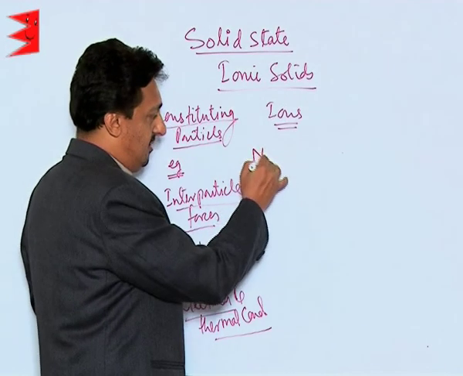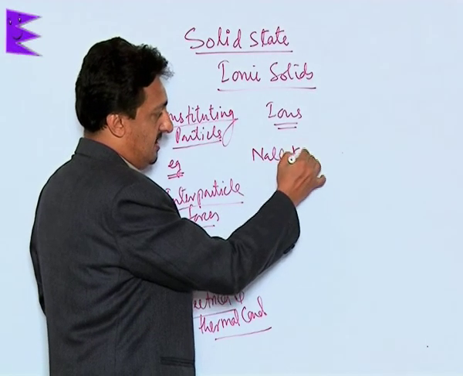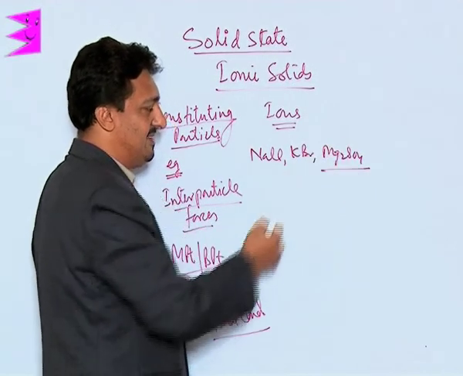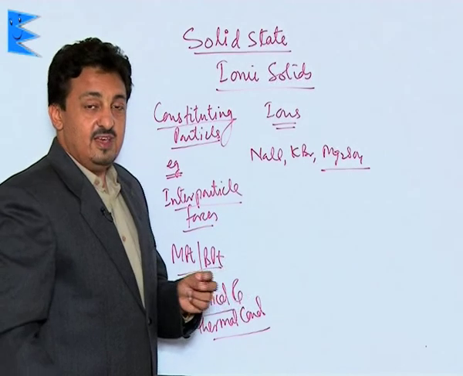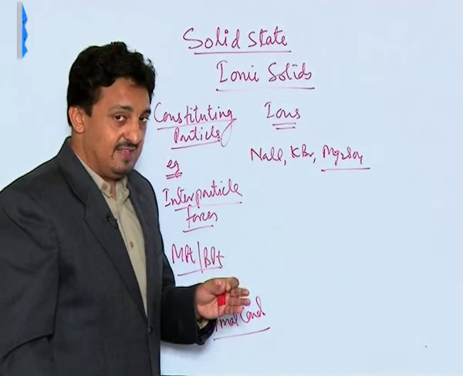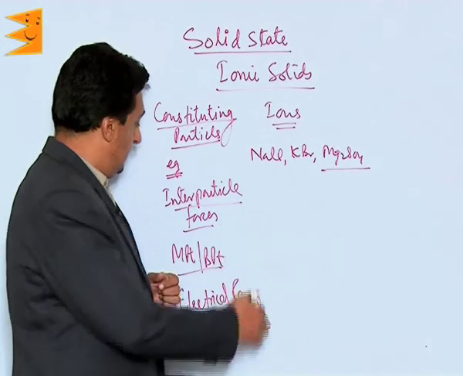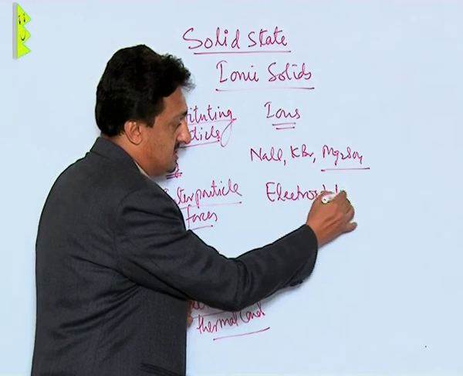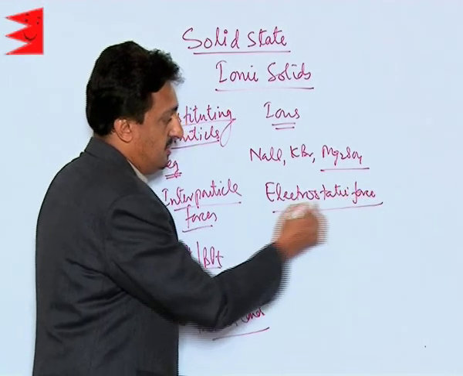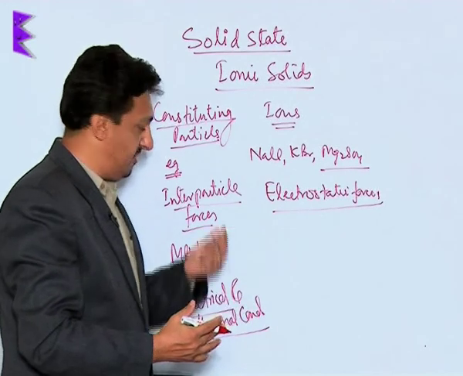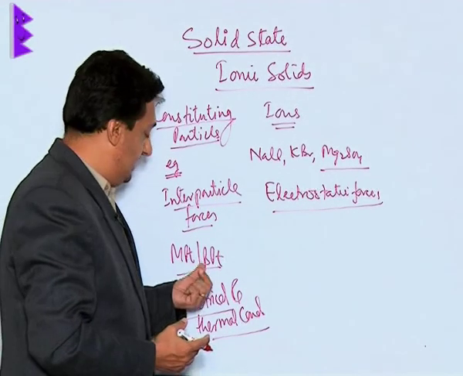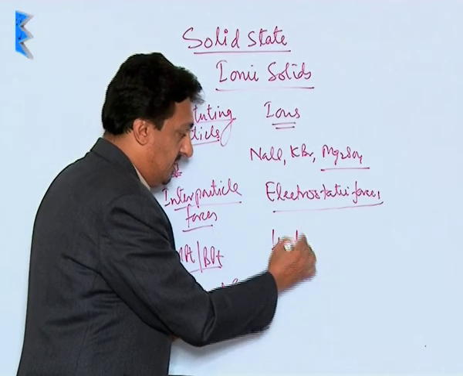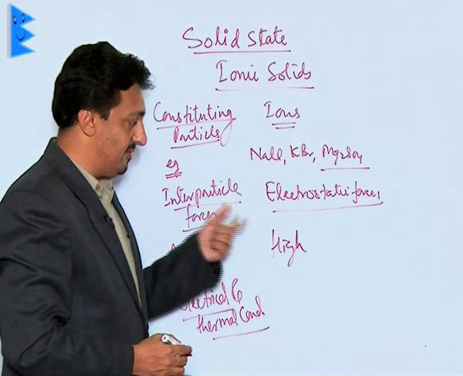The examples can be your normal rock salt, NaCl, KBr, Mg2SO4, like all these examples. All these are ionic solids in which the constituting particles are ions, cations and anions. The interparticle forces in these are strong electrostatic forces. The melting point and boiling point of these are high due to these strong interparticle or electrostatic forces.